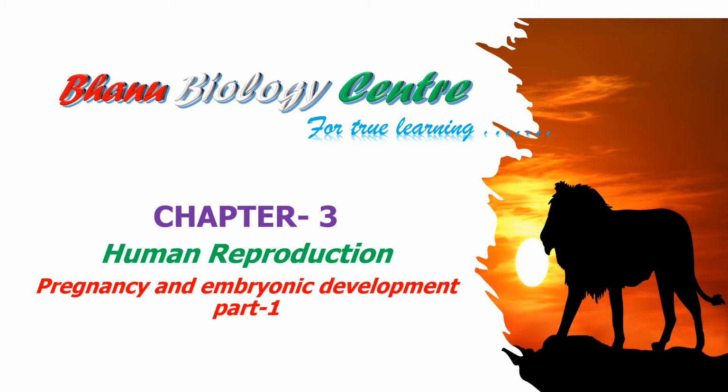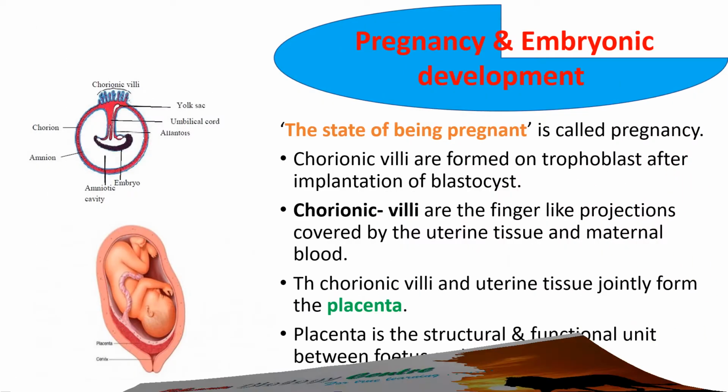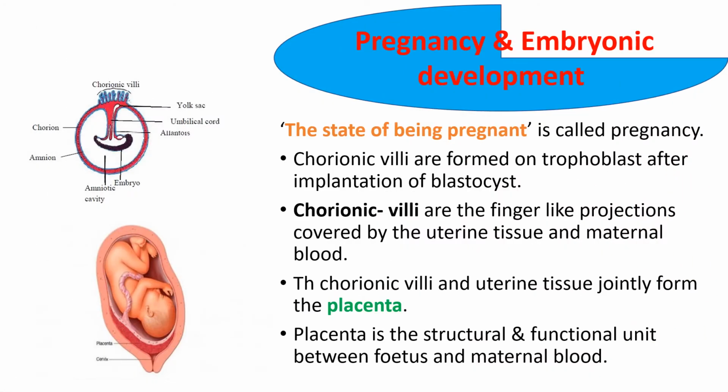In this video, we make an attempt to learn a new concept in the human reproduction chapter: pregnancy and embryonic development in human females. What is pregnancy? The state of being pregnant is called pregnancy. When a human female conceives, that situation is said to be pregnancy.